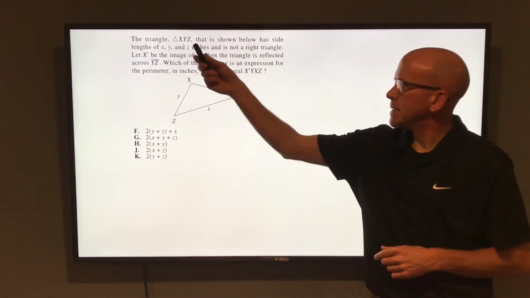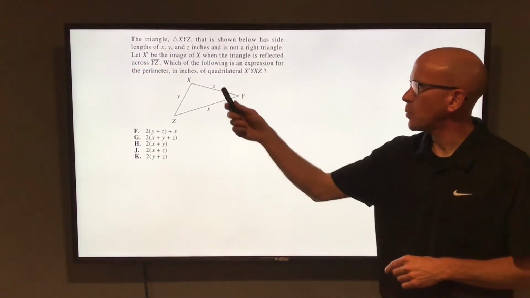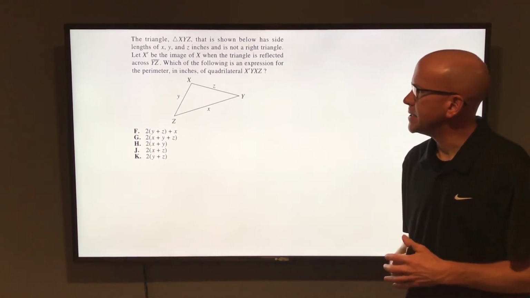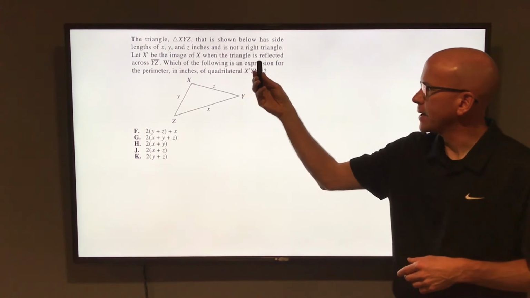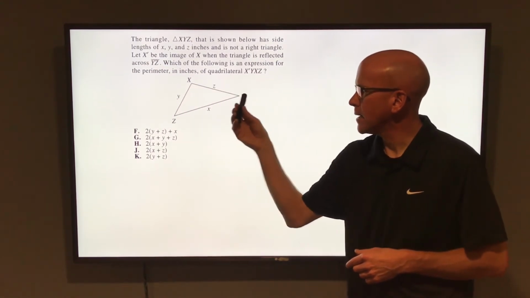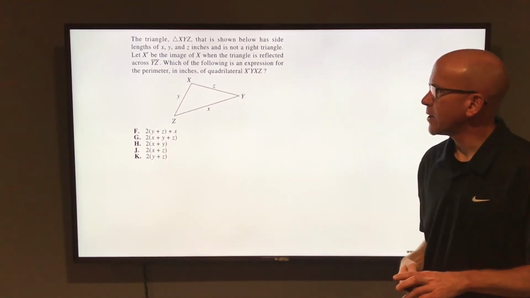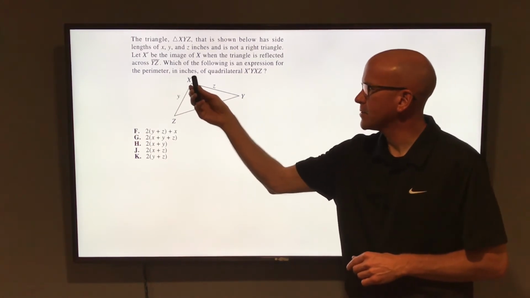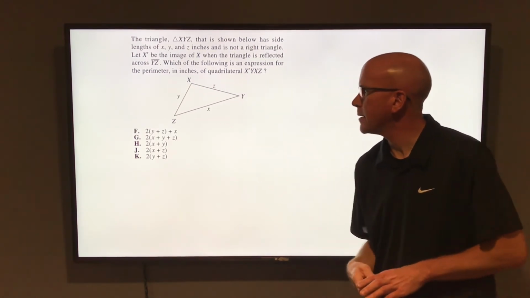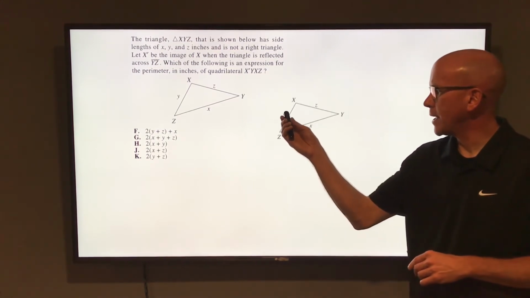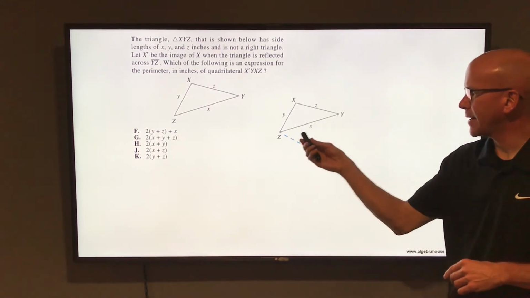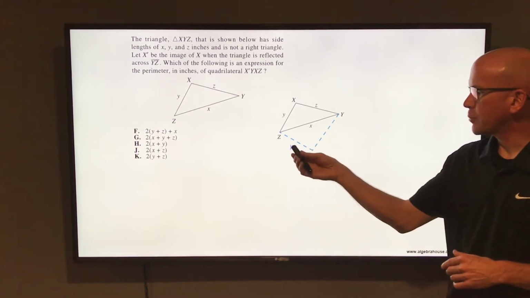Triangle XYZ that is shown below has side lengths of x, y, and z inches and is not a right triangle. Let x prime be the image of x when the triangle is reflected across this line yz. Which of the following is an expression for the perimeter in inches of quadrilateral x prime y x z? So if you take that triangle and reflect it over that line yz, you end up with this quadrilateral.